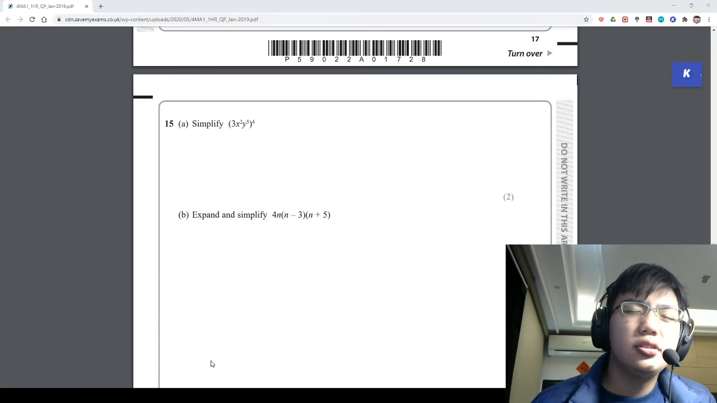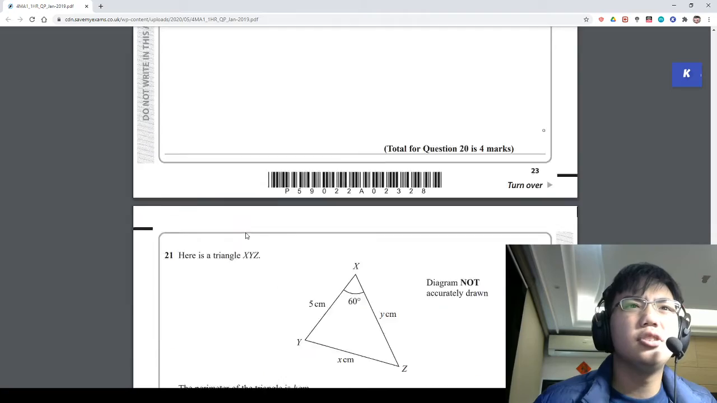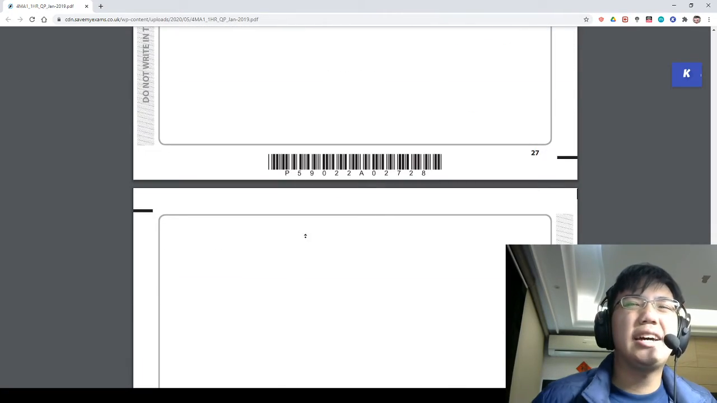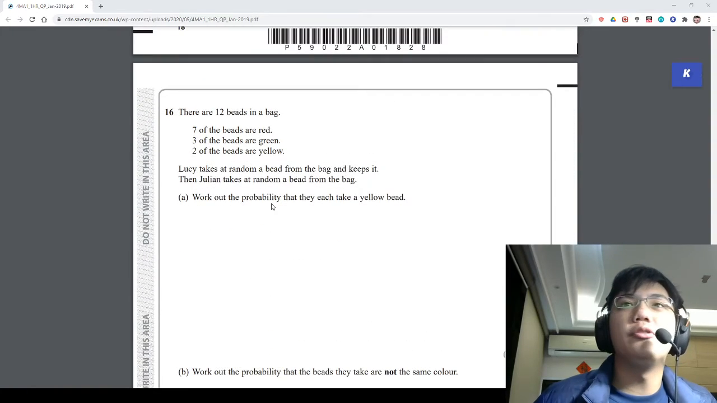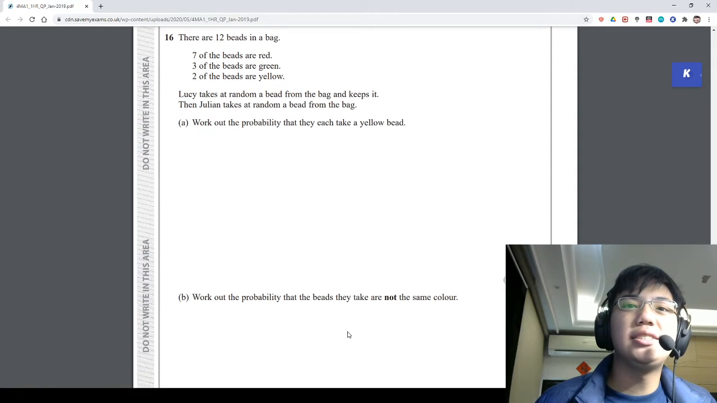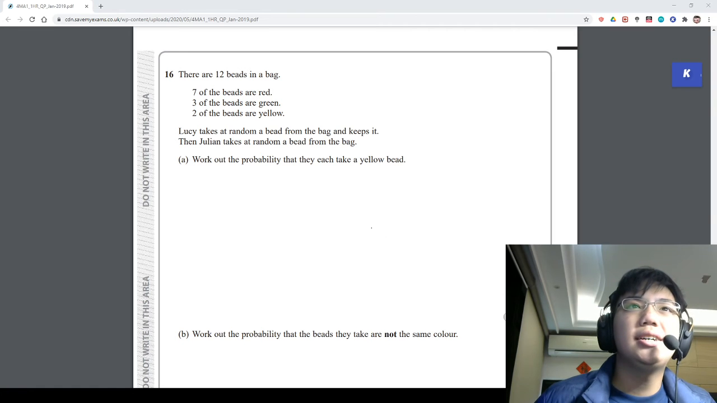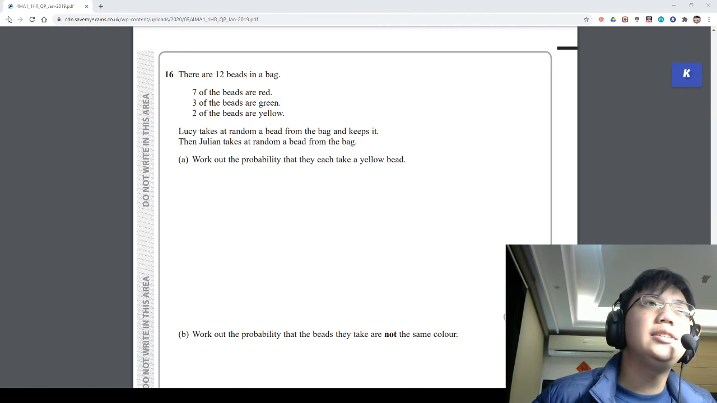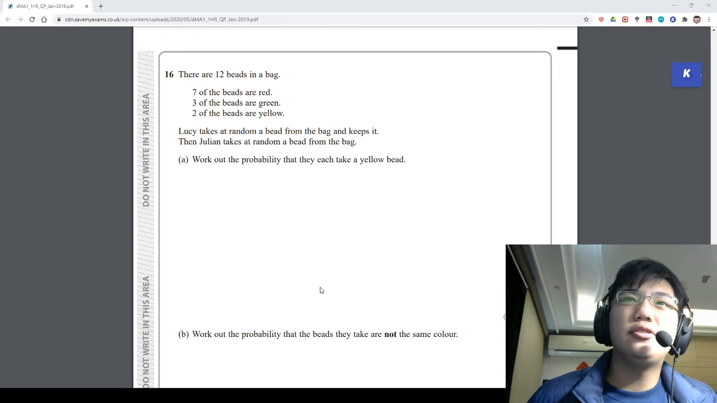Going on to question 16, which is still quite a long way from the end of this paper. We have question 16, where there are 12 beads in a bag. 7 of them are red, 3 of them are green, 2 of them are yellow. Lucy takes one of them at random and keeps it. Then Julian takes one of them at random and keeps it. Now we need to find the probability that they each take a yellow bead and the probability that the beads they take are not of the same color.